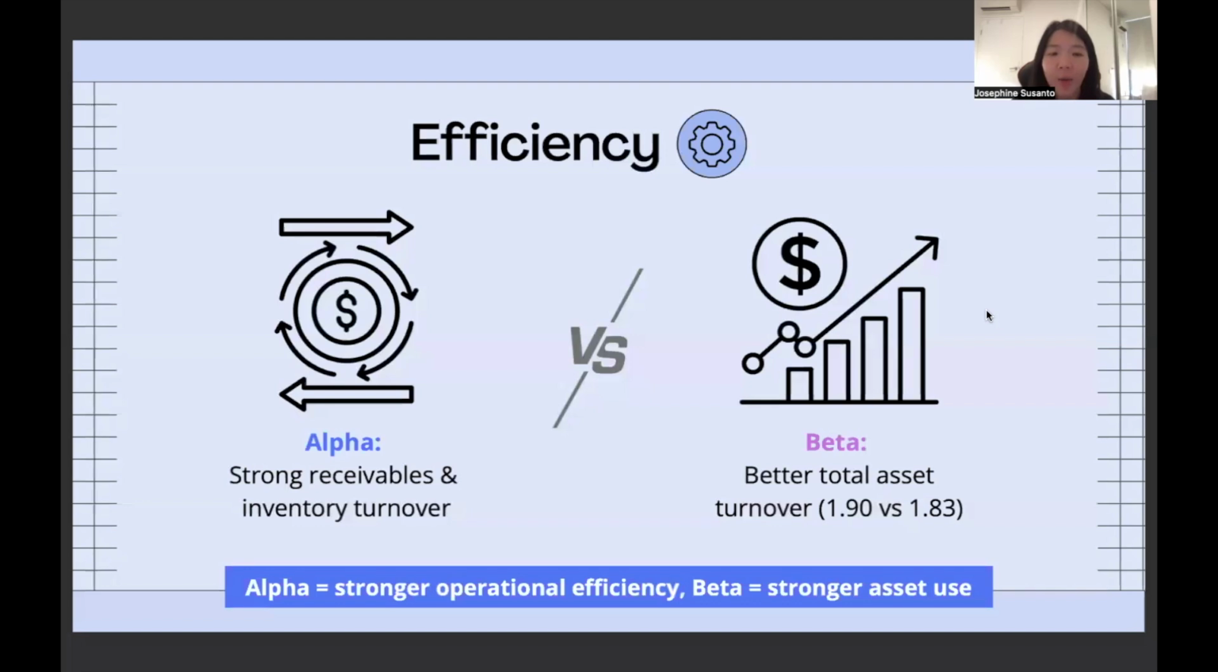Efficiency tells us how well the company uses its assets. Alpha is stronger in receivable and inventory turnover, showing good control of cash flow and stock. Beta, however, slightly outperforms in total asset turnover, meaning it generates more sales from its overall assets. In summary, Alpha is better at day-to-day efficiency, while Beta is slightly stronger in asset utilization for revenue.